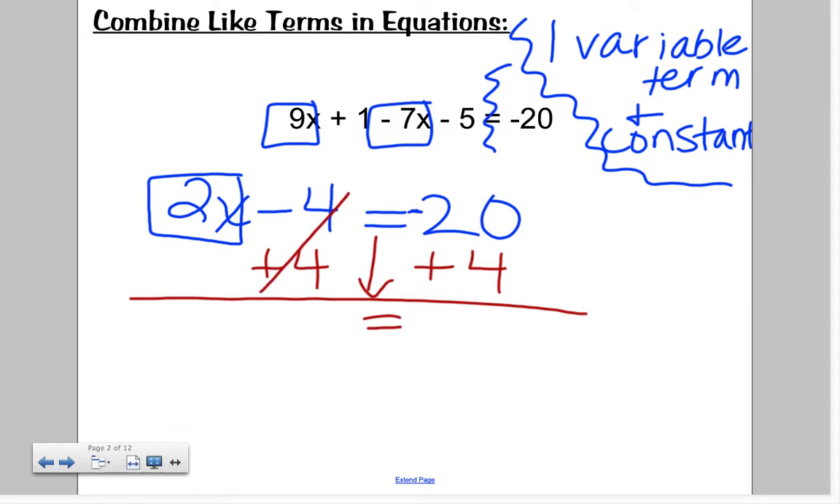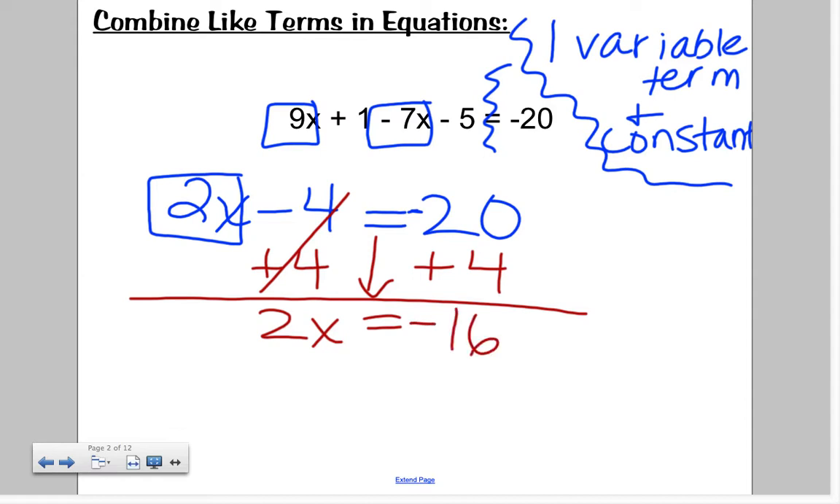This cancels this. So what's the only term left now? We got rid of the -4. What's the only term left, Anthony? 2x. 2x. Nice. What's our new constant on the right-hand side? When we put those two terms together, what's our new constant, Chris? -16.